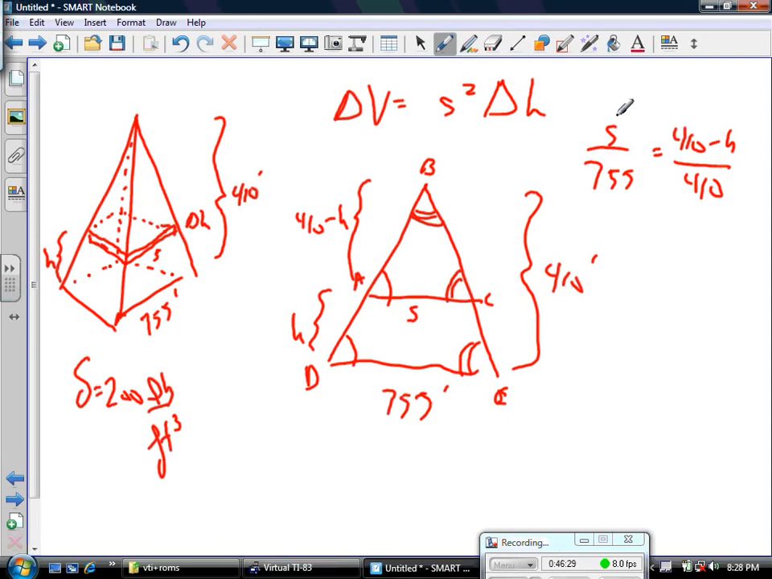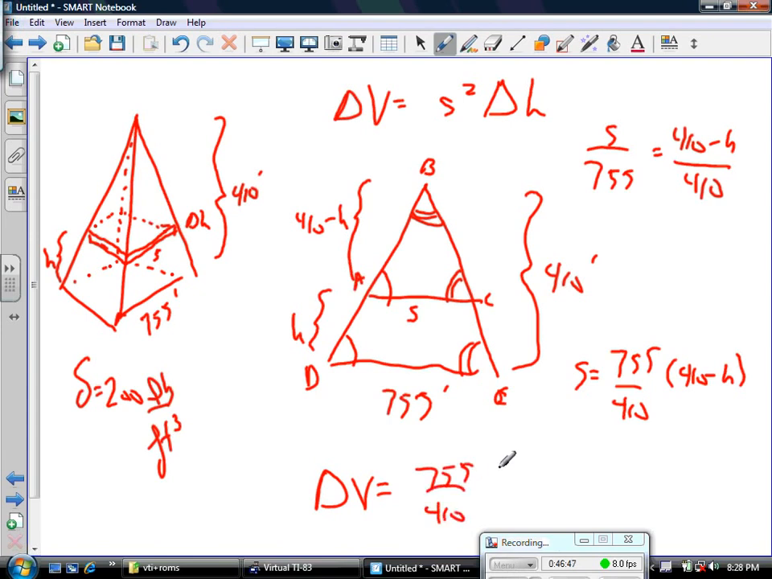So I want to get s in terms of h. I get s alone simply by multiplying by 755. So s is 755 over 410 times 410 minus h. So delta V is s squared, which is that, squared, delta H. That's my delta V, my Riemann statement for the volume of one slice. Are you with me? Is that okay so far? We've done stuff with the similar triangles before, right? That's all that's going on.